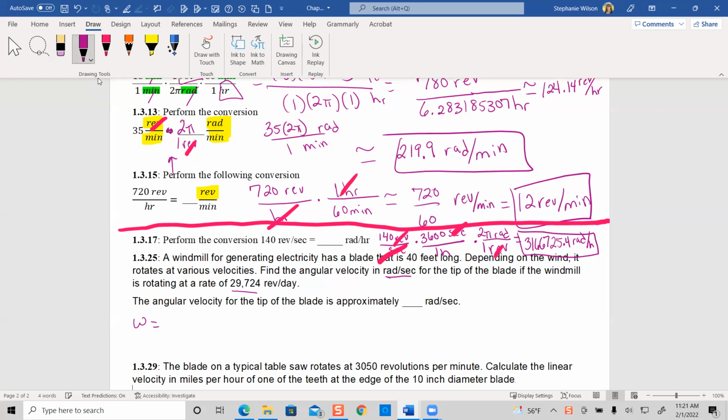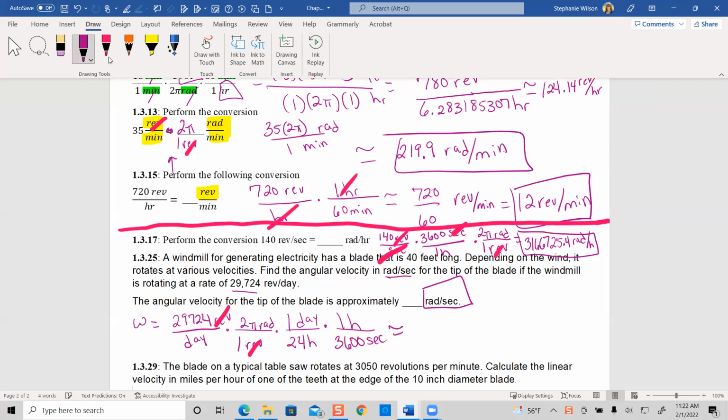All right, so let's set this up. My angular velocity, and we are given the 29,724 revolutions. We know it's in a day. They want us to solve it in radians per second. So we got some work to do here. I know that 1 revolution is 2 pi radians. I already got that part done. Let's mark out the revolutions. Yay. Now we need to get day converted to seconds. Well, what I know, in 1 day, there's 24 hours. And I know in 1 hour is 3,600 seconds.